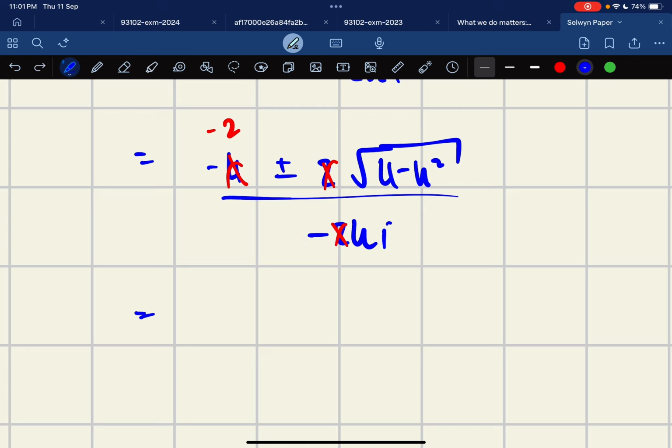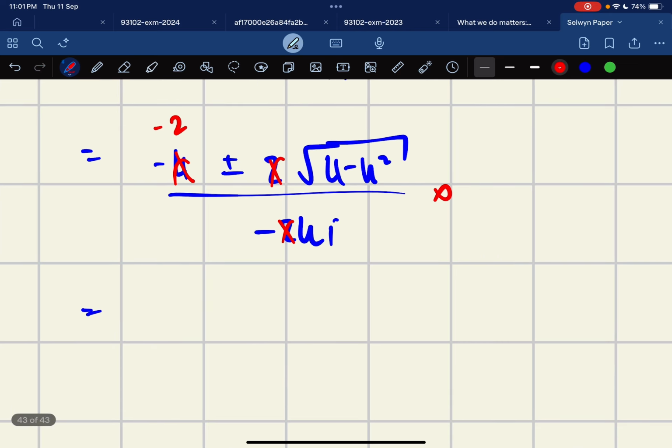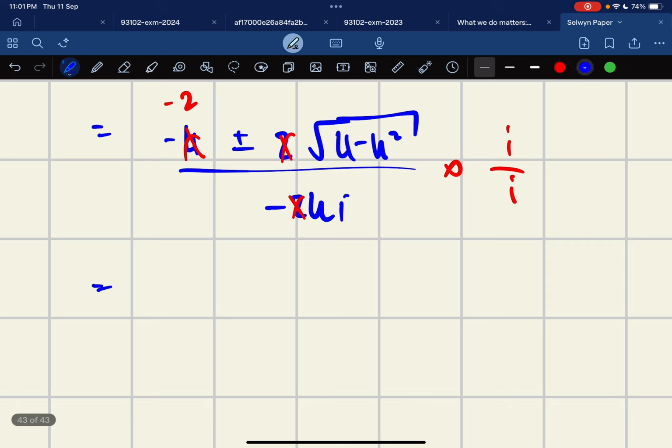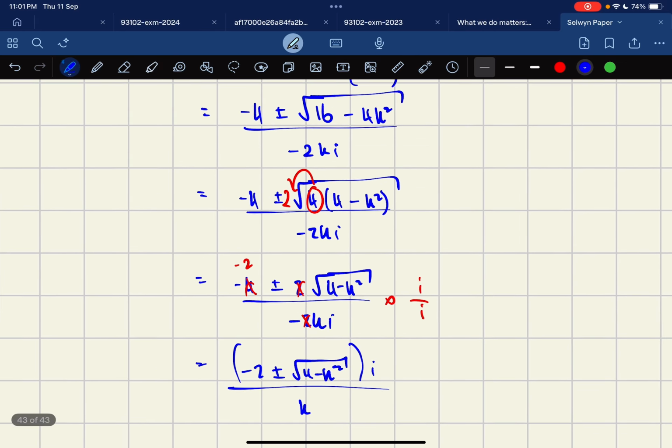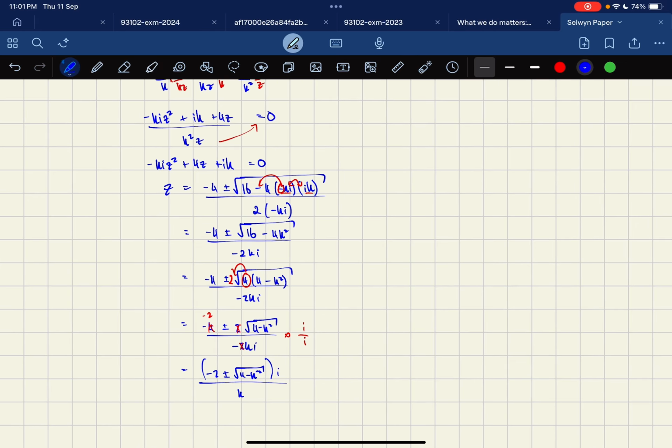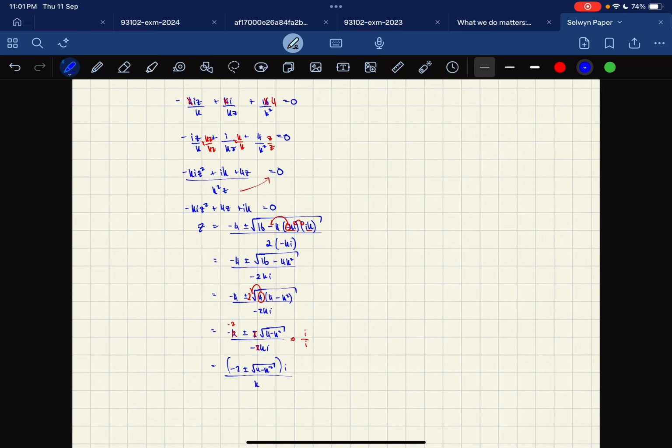Actually, we don't have to do that yet, because we're going to have to rationalize the denominator anyways. So you're going to multiply this by i over i. So all you're left with is negative 2 plus minus the square root of 4 minus k squared, all multiplied by i, over negative ki squared. And the i squared becomes negative, so it's just negative times negative becomes positive. So this is probably the simplest expression you can get for the solutions for z.